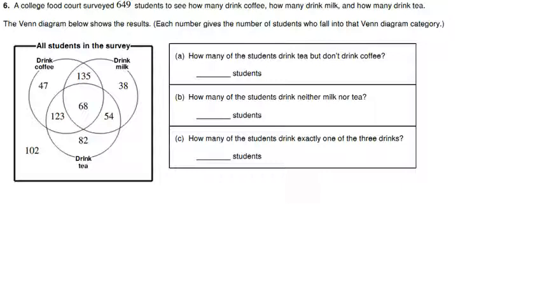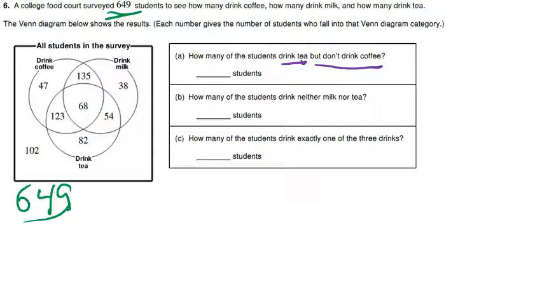Very similar problem to the previous one. Let's see what they're going to ask us. Apparently, we're looking at a relationship between people that drink coffee, milk, tea, or none of them. We had a total of 649 people, right here at the top. So let's look at the first one. We'll start with purple. How many students drink tea, but they don't drink coffee?